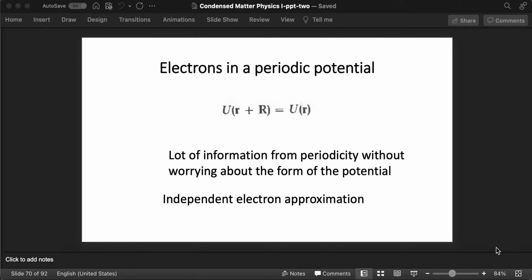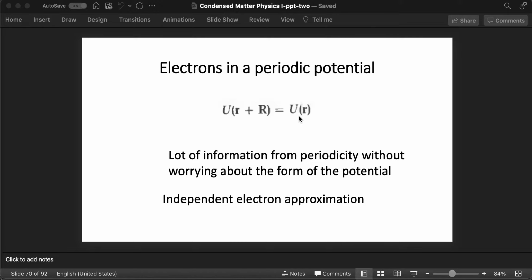So let's now talk about electrons in a periodic potential. We've studied the properties of the Bravais lattice. The simplest assumption one can make about the ionic potential is that it has the same periodicity as that of the Bravais lattice. So if the ionic potential at a point vector r is U of r, then if you shift it by a Bravais lattice vector, capital R, the lattice potential does not change.